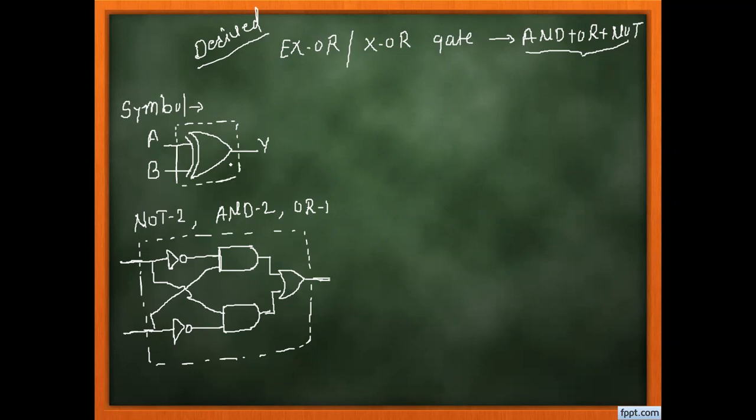म्हणजे ऍक्च्युअली exclusive OR gate is the combination of all these three basic logic gates, where two NOT gates, two AND gates, and one OR gate are used. And these are the two inputs. I say this is A, this is B, and this is the output line.